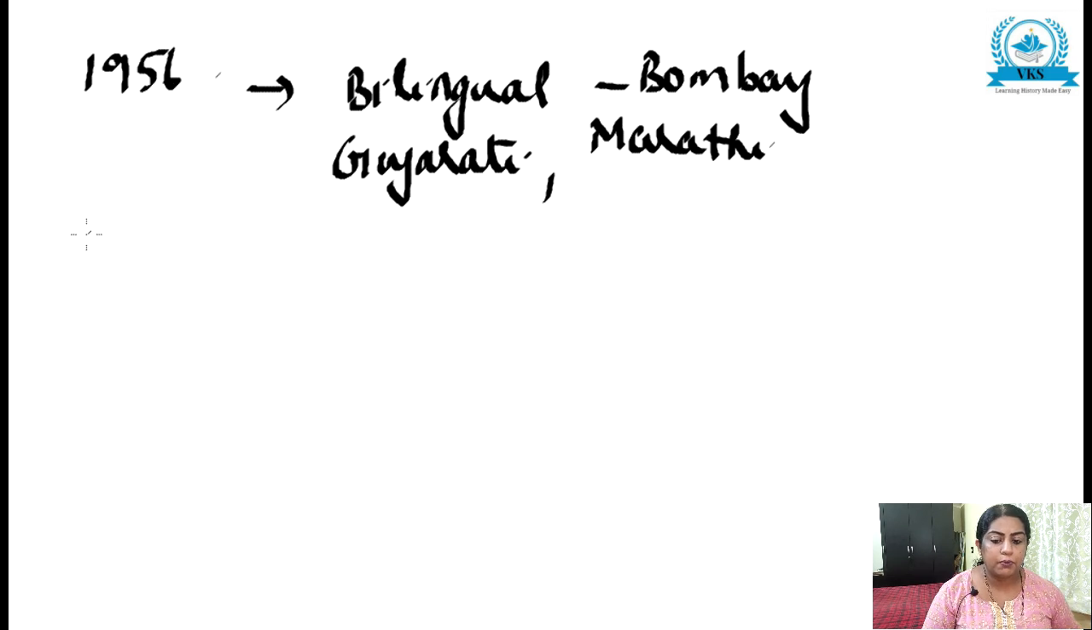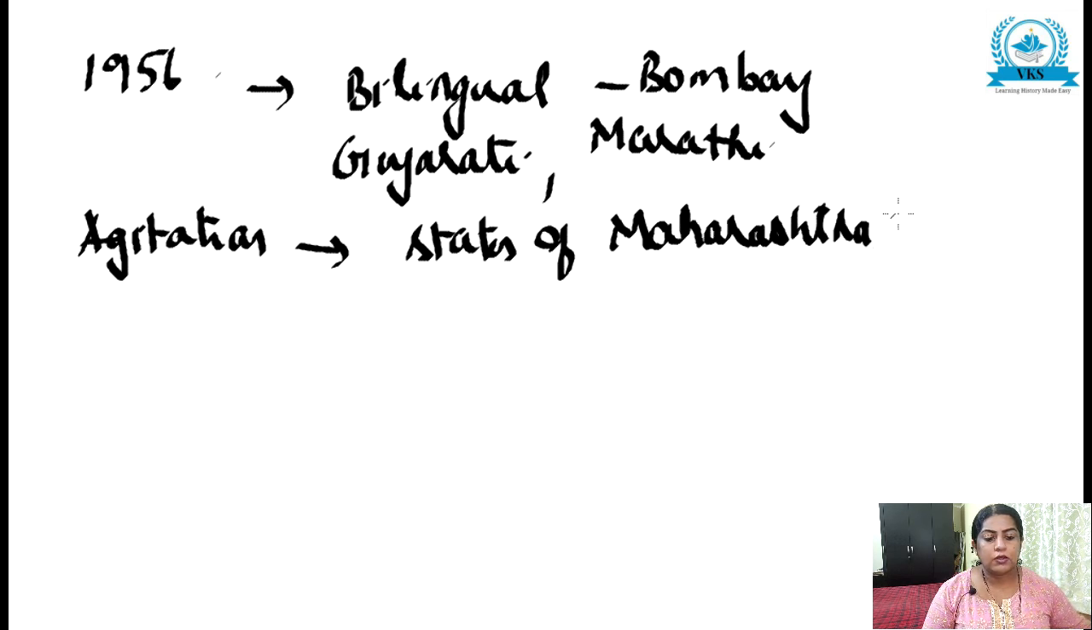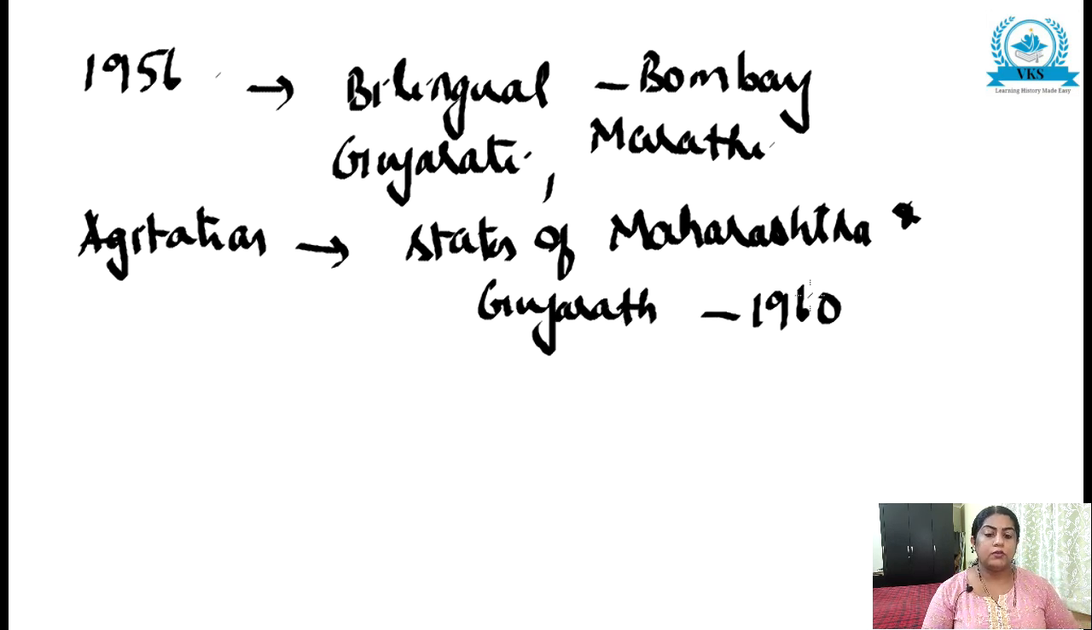Now after a popular agitation, the states of Maharashtra and Gujarat were created in 1960. So before, Bombay was bilingual with Gujarati speaking people and Marathi speaking people. After an agitation, the states of Maharashtra and Gujarat were separated and created in 1960.